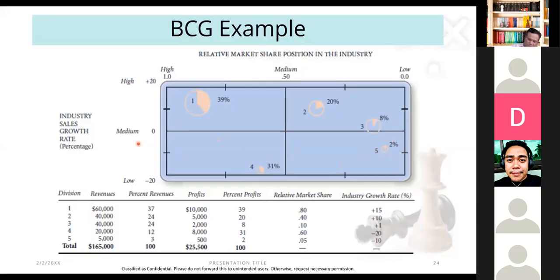The pie slice within the circle reveals the percent of corporate profit contributed by each division. So Division 1 has a high percentage of profit, around 39%. Also shown, Division 1 contributes the highest profit percentage, that is 39%. Notice in the diagram that Division 1 is considered a star, Division 2 is a question mark, Division 3 is also a question mark, Division 4 is a cash cow, and Division 5 is a dog.